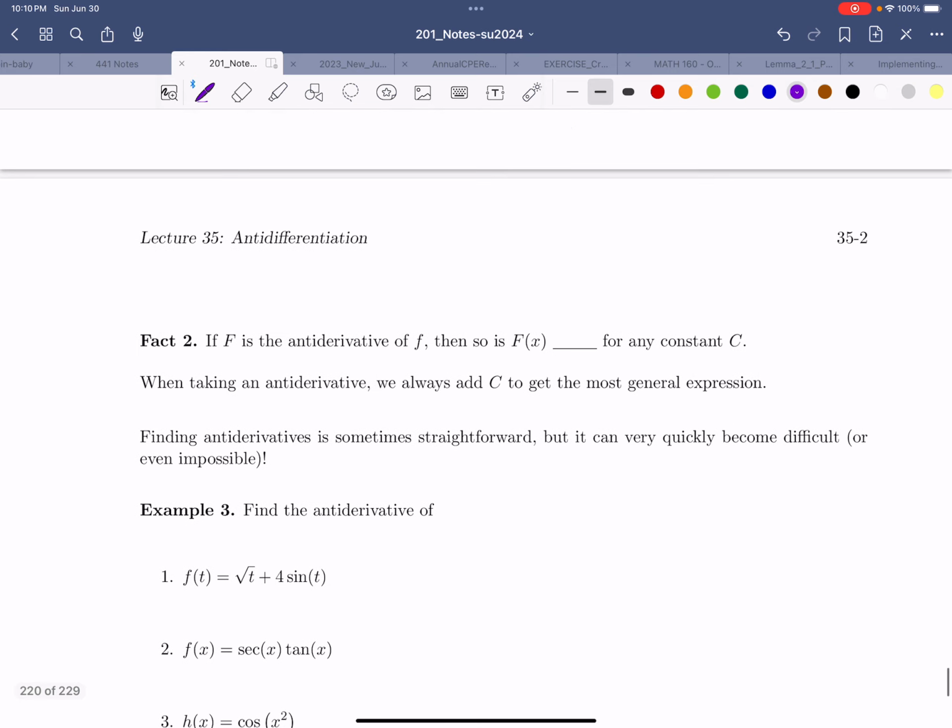So, fact 2. If big F is an antiderivative of little f, then so is F of x plus c for any constant c. The convention is that you put a capital letter.